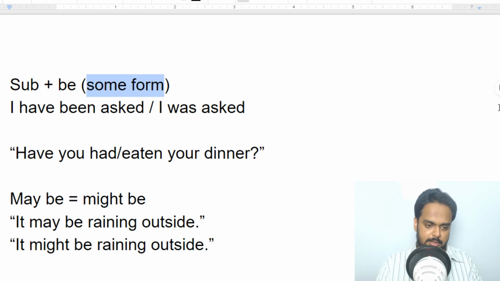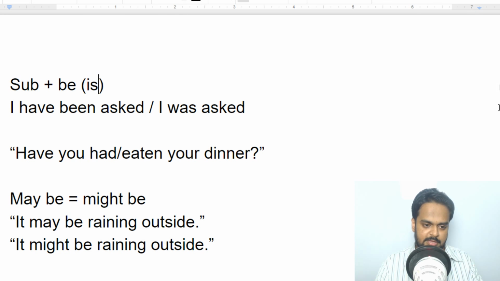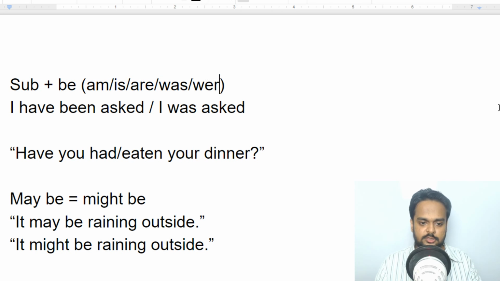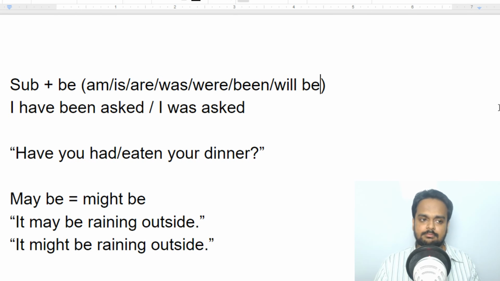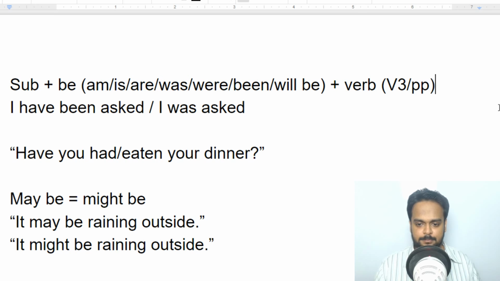This can actually be is, was, am, I should say, am, is, are, was, were, been, etc. You can also have will be or would be. There's so many possibilities, but I want you to know that we have some form of the verb be, and then we have a verb in the V3 or the past participle form. In this case, asked. Now, I have been asked is in the present perfect tense.